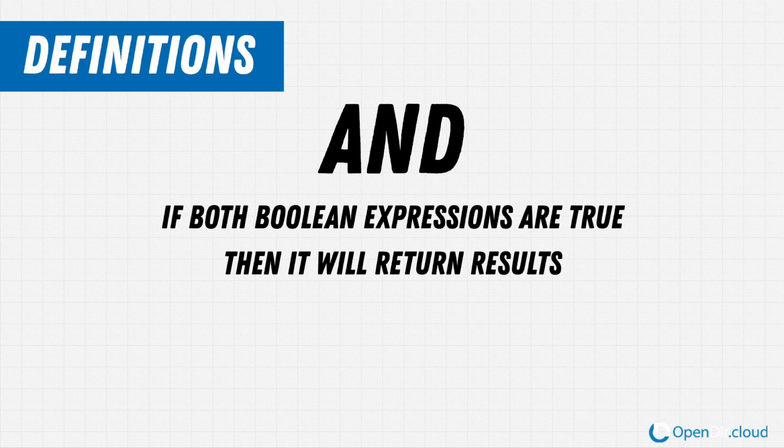And so if we were to go into definitions, when we look at and, if both the Boolean expressions are true, Boolean being true or false, if both of those are true, then the test will return results. So what we're saying here is, if the expressions on both sides of an and are true, you will get results back. This and this need to be true in order for me to get results.